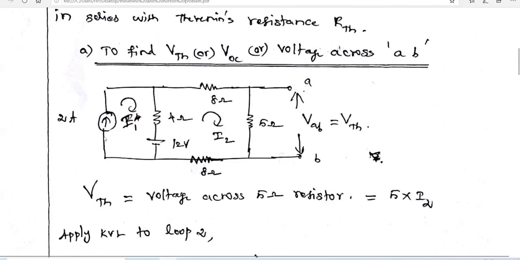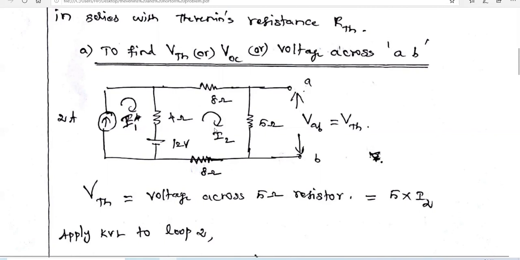But here you see, how many loops are there in the given circuit? There are 2 loops. This is one loop, this is one loop. In this loop, one current source is there. This is the current source of value 2 amps. And this is a voltage source of 12 volts, and resistances 4 ohm, 8 ohm and 5 ohm. So there are 2 meshes. We may consider the current flowing in the first mesh as I1, and the current flowing in the second mesh as I2.